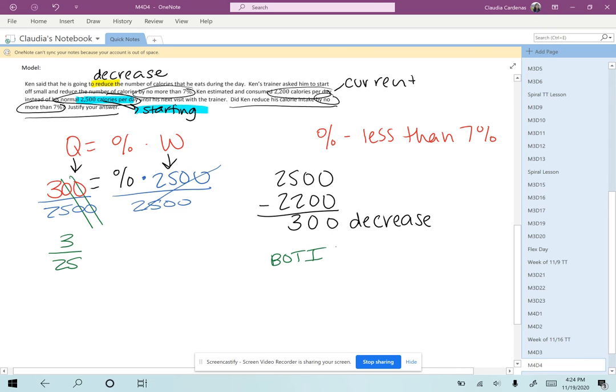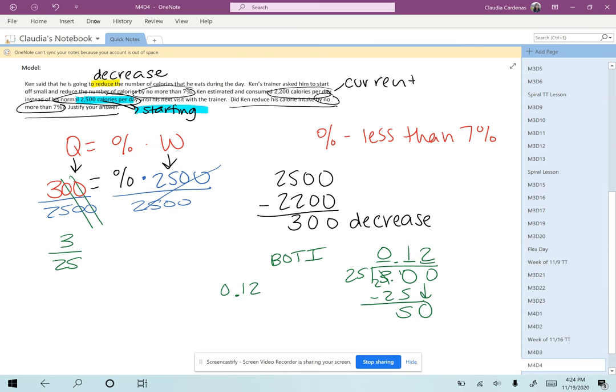Now using bow tie, 25 is on the outside and 3 is on the inside. I already know 25 does not go into 3, but it does go into 30 one time. And so if we subtract, we get 5, bring down a 0, and add another seat. 25 goes into 50 2 times. So our decimal is 0.12, but we need it as a percent. So let's move it over 2 times to the right. So our percentage is 12%.